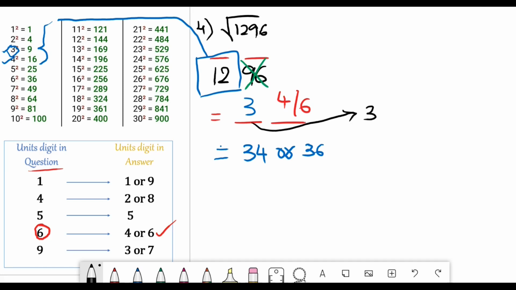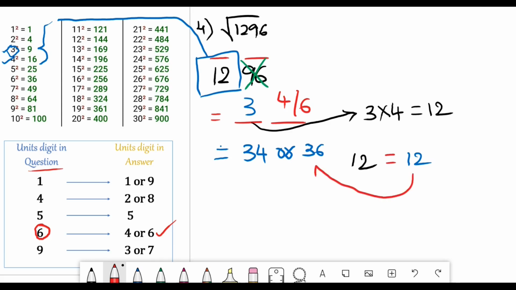What is it? 3. Multiply 3 with its next number, that is 4. We will get the result 12. Now compare 12 with the remaining part of the number. 12 is equal to the remaining part of the number. In this case, both the numbers are equal. For this type of case also, we take the bigger number as the answer. That is 36. 36 is the square root of 1296.